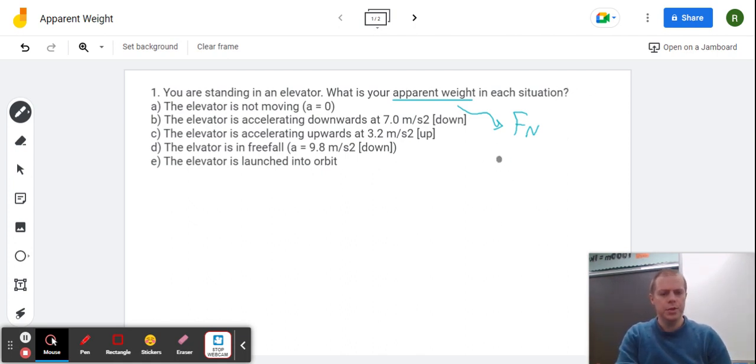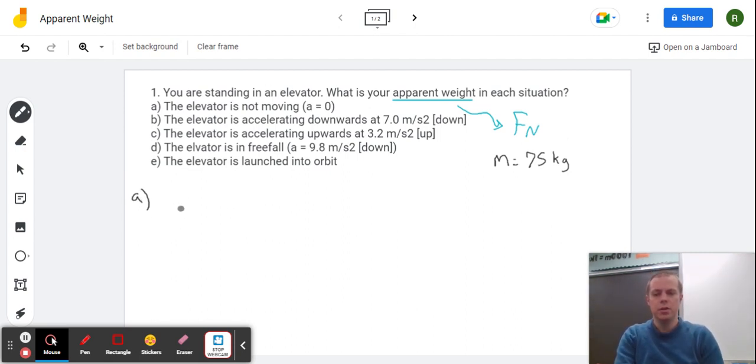I'm just going to use a standard mass here of 75 kilograms. If you were doing this yourself, you would use your own mass. If you have a bathroom scale that measures in kilograms, you can use that. Or if you know how much you weigh in pounds, you just take the pounds, divide by 2.2, and that will give you kilograms.